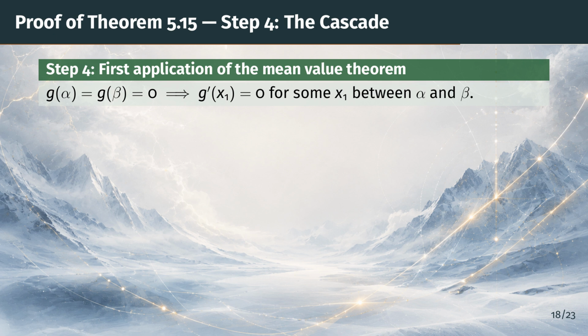In symbols, g prime of x sub 1 equals 0. This is the special case of the mean value theorem with equal endpoint values, often called Rolle's theorem. Between two zeros of a differentiable function, there is a zero of its derivative. One zero of g prime is found. But recall from equation 28 that g prime also vanishes at alpha, and that is exactly what lets us repeat the argument one floor up.